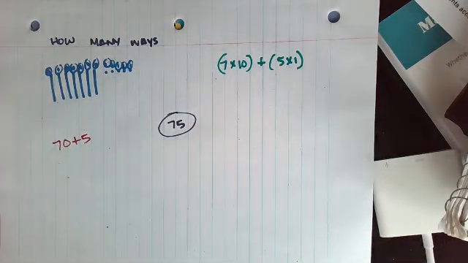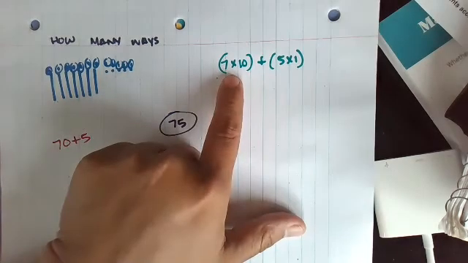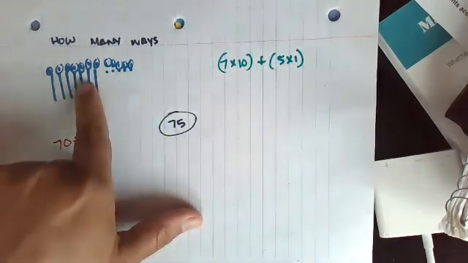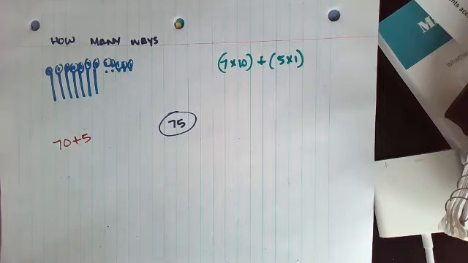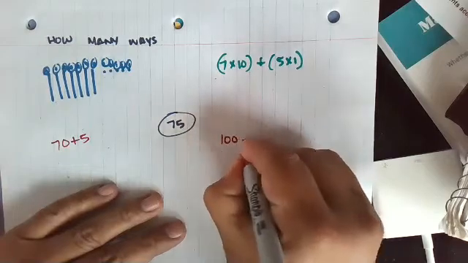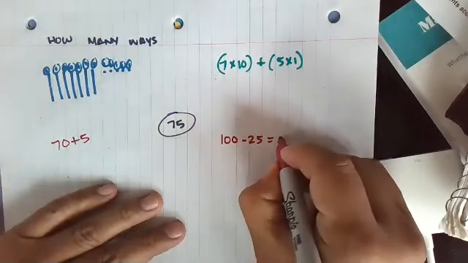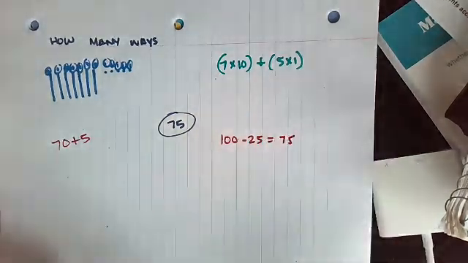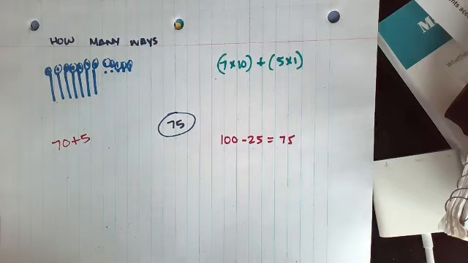And I'm going to pose that question again back to the class. Do you see the 7 times 10 or the 5 times 1 over here, right? Another student might do 100 minus 25 equals 75. Okay, awesome.